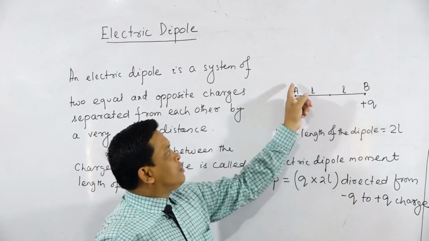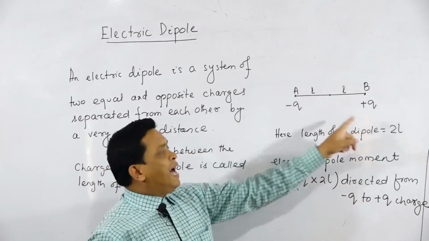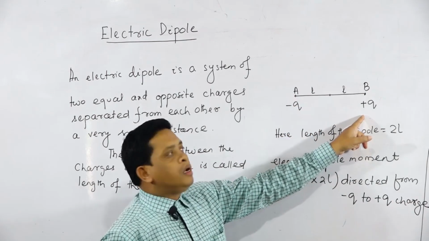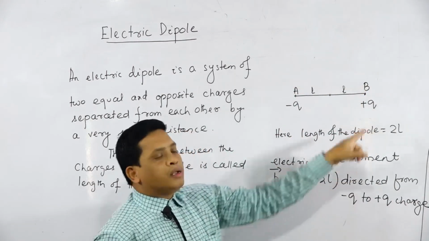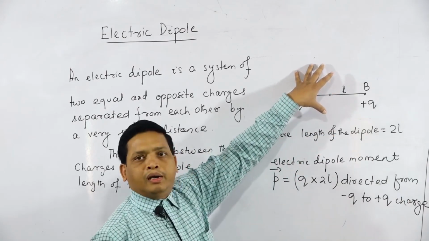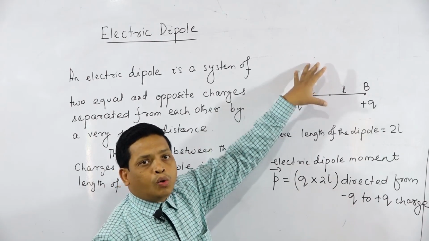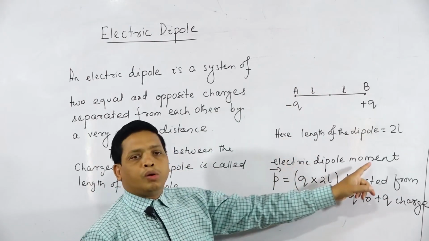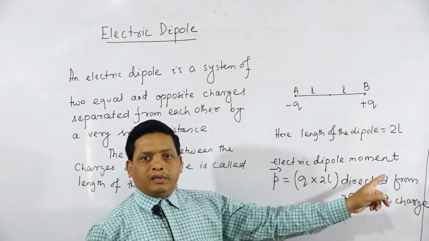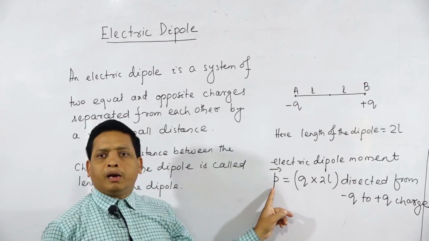Now look here, this dipole, every dipole has two charges, minus q and plus q. Now it has an electric field around it. The strength of the electric field is decided by a vector quantity known as electric dipole moment. Electric dipole moment is a vector quantity denoted by the symbol p vector.